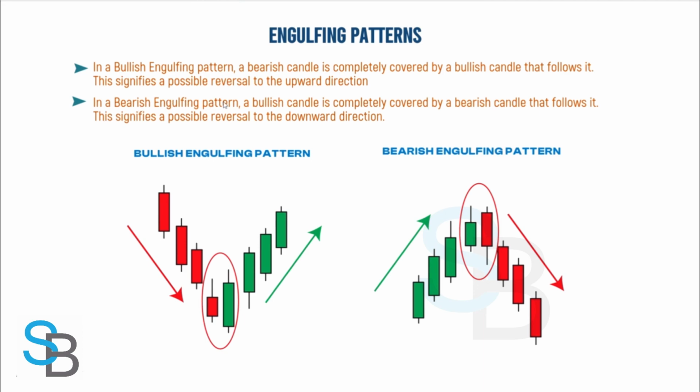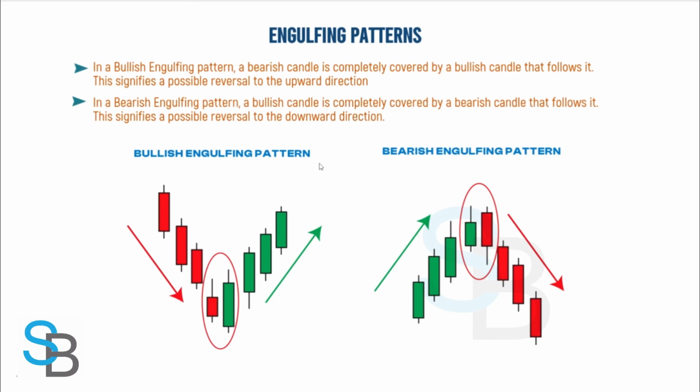In a bearish engulfing pattern, a bullish candle is completely covered or engulfed. The name engulfing is the key here. The name is gotten from engulfed. So it is completely covered or engulfed by a bearish candle that follows it. This signifies a possible reversal to the downward direction.